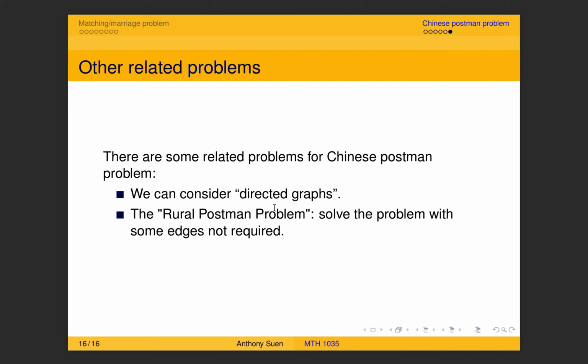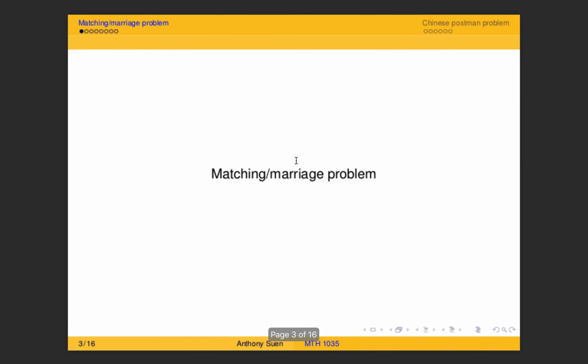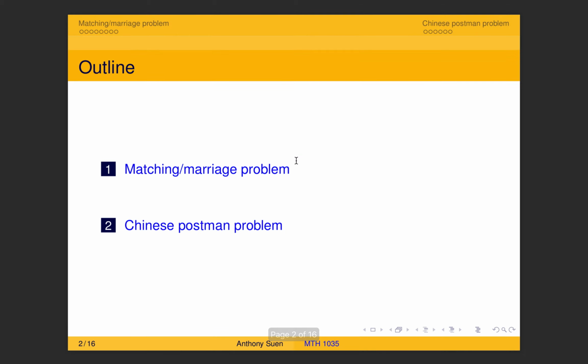So actually that's the end of this chapter. Only two problems. If you have some more interesting problem you want me to talk about, or you have some suggestion, you can tell me, and maybe I will consider that as an extra topic for this class. But those two problems are the things I want to talk about: the marriage problem and the Chinese postman problem for this last chapter.